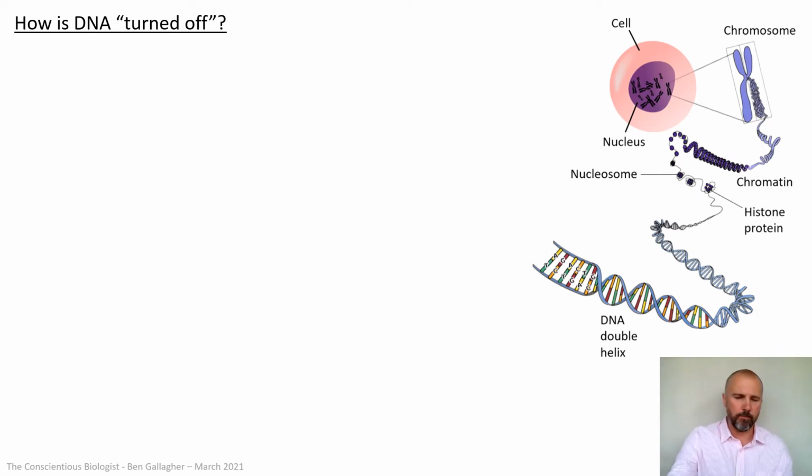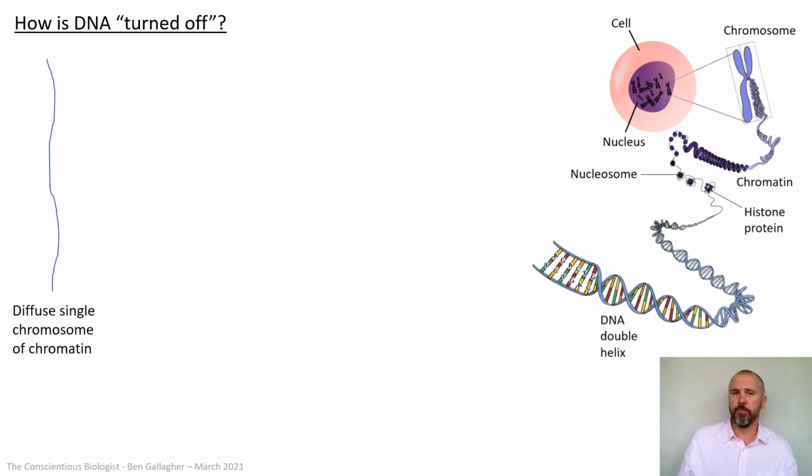Okay, so if I put over the far side over here a diffuse single chromosome of chromatin, and by diffuse I mean it's all spread out, so all of it can be read, all of it could be turned into proteins, or read the instructions so the ribosomes can then create the proteins from those instructions. What we want to do to turn it off, as we said in the last slide, is crush up all the bits we don't need. So look at the diagram of what I've done there.